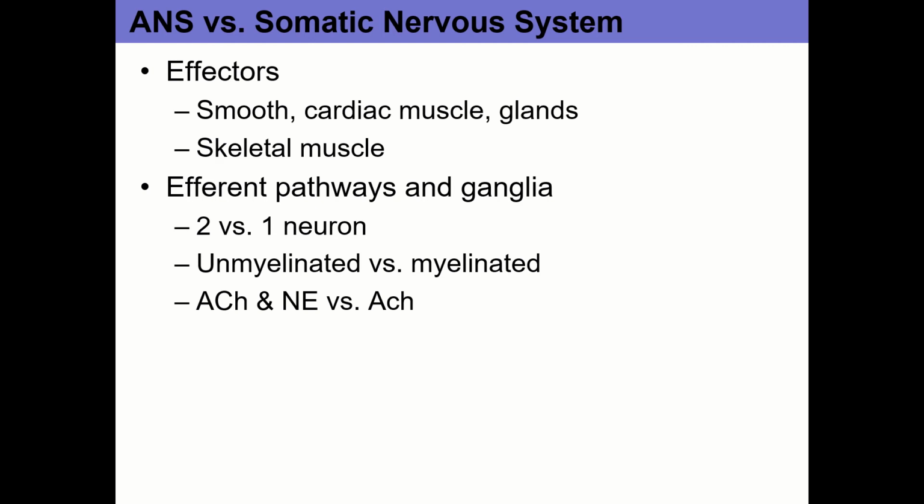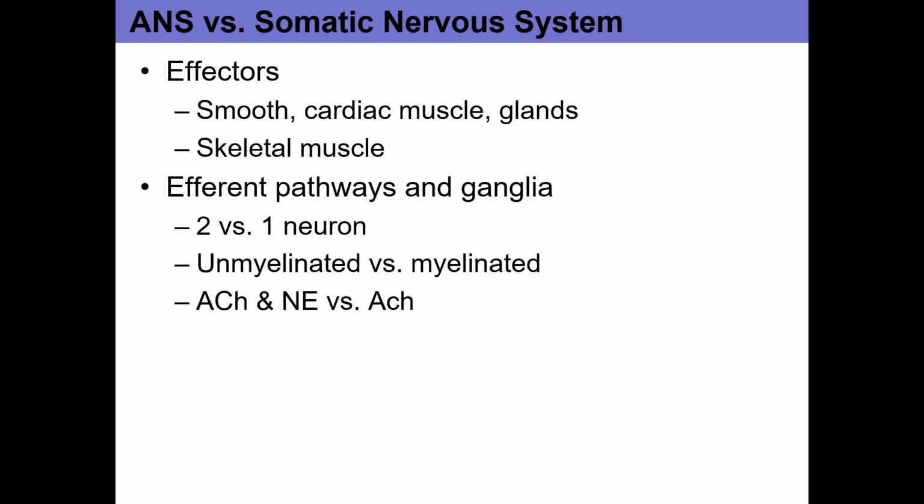A ganglion is singular, and that is a cluster of cell bodies outside of the central nervous system, so outside of the brain or spinal cord. As opposed to a cluster of cell bodies inside the brain or spinal cord, which is called a nucleus. So ganglia are plural, multiple clusters of cell bodies outside of the central nervous system, outside of the brain and spinal cord.